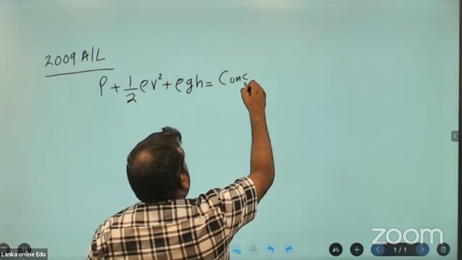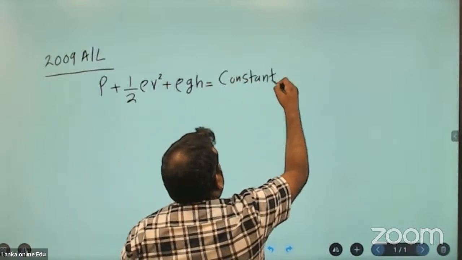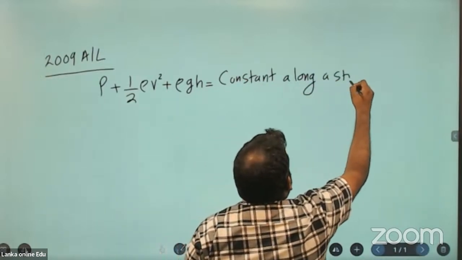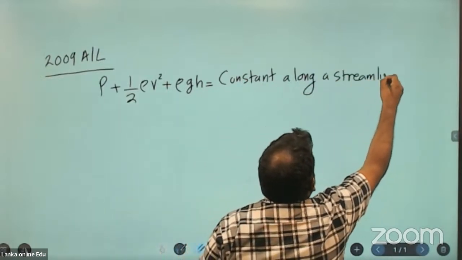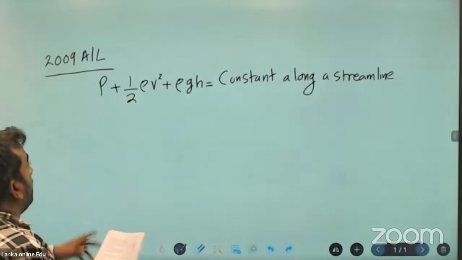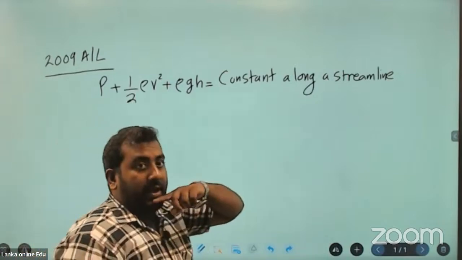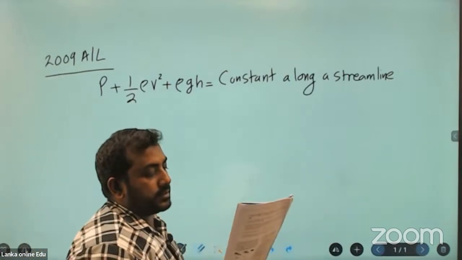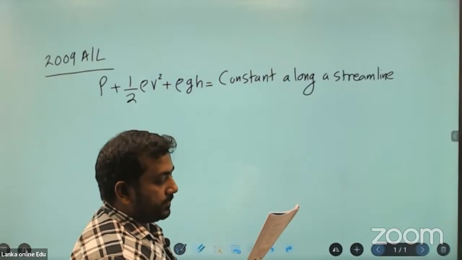P plus half rho V squared plus rho GH is constant along a streamline. This is a 2009 A-level question.